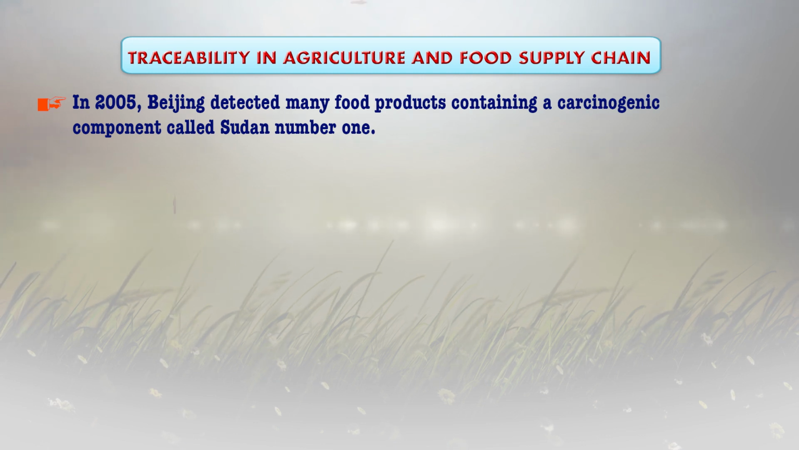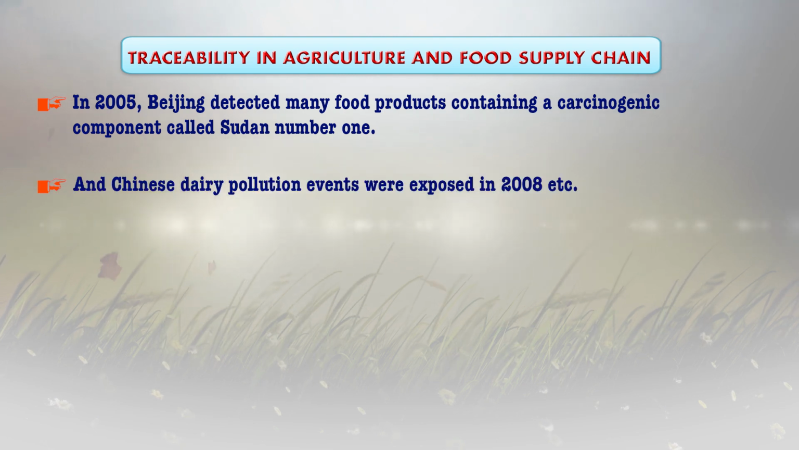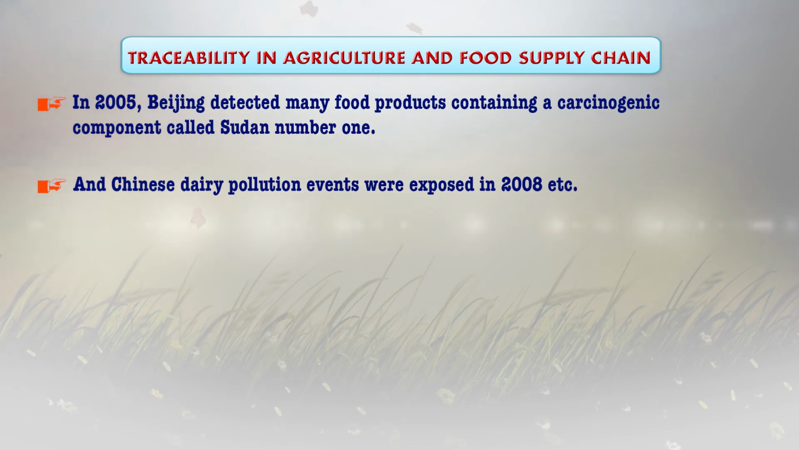One more example I would like to give: in 2005, Beijing detected many food products containing a carcinogenic component known as Sudan number 1. And the Chinese dairy pollution events were also exposed in 2008. So, these incidents, all these case studies, prompted the international community and also the consumers to pay more attention to food quality and safety issues.